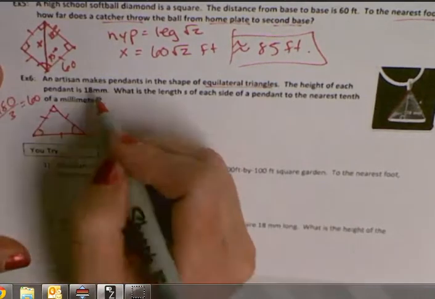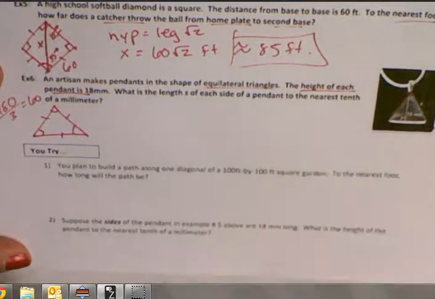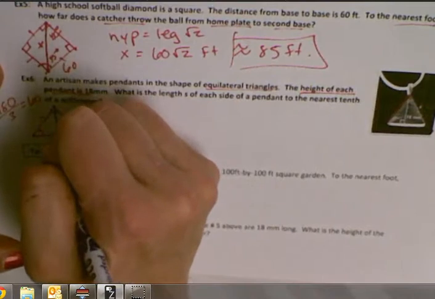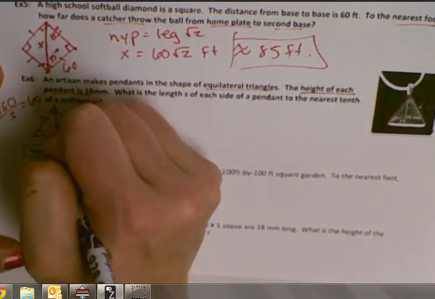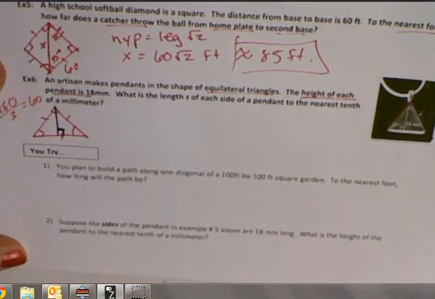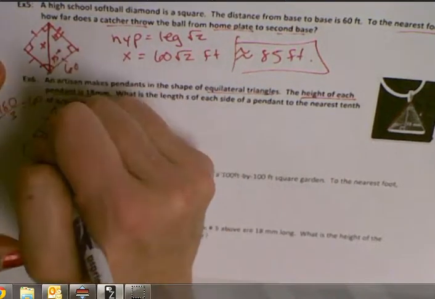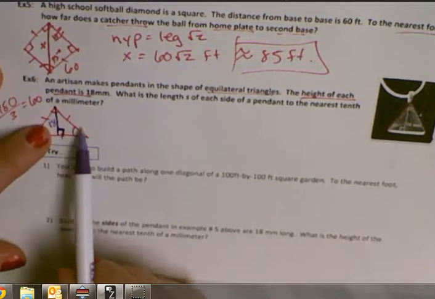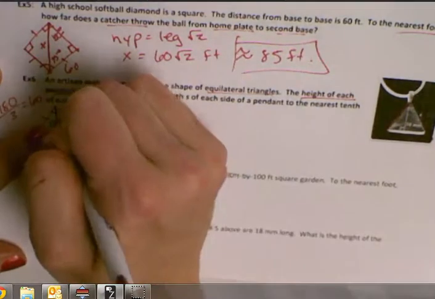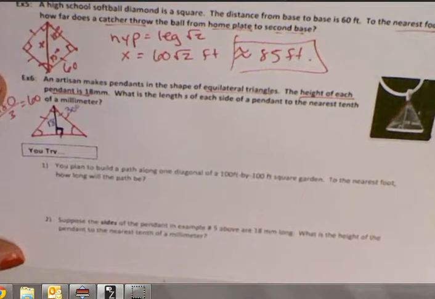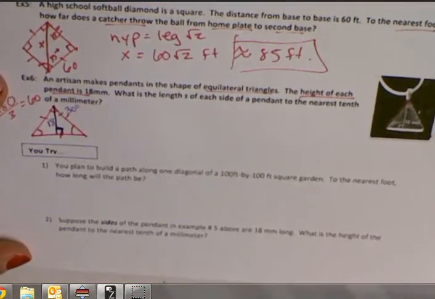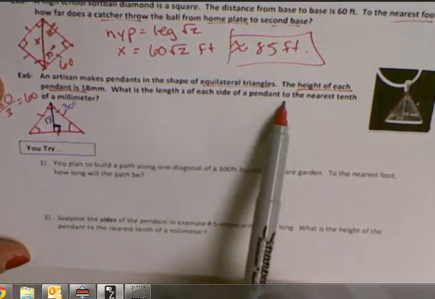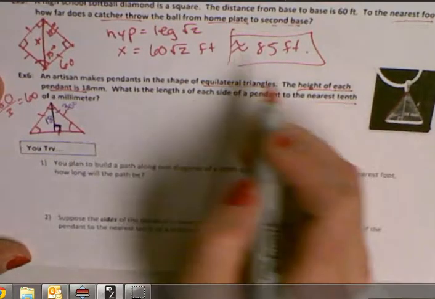The height of a pendant is 18 millimeters. Now remember, a height is an altitude from the vertex perpendicular to the other side. That is what height is defined as in a polygon. So my height is the altitude, and it is 18. I now have a right angle for this right side, a 60-degree angle, so this must be a 30-degree angle. So I know I have a 30, 60, 90 triangle. It asks me what is the length S of each side of the pendant, to the nearest tenth of a millimeter.